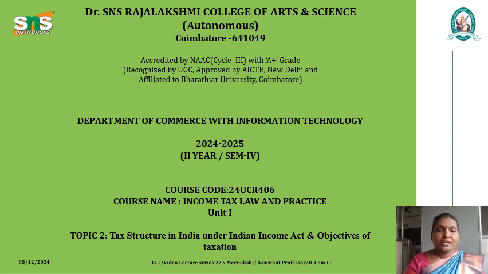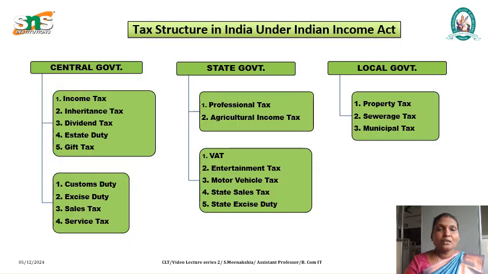Hello everyone. In this video, we are going to learn about the tax structure in India under the Income Tax Act and its objectives of taxation. The overall tax structure is classified into three categories. Number one is tax levied by central government, state government and local government. Under that, it is classified into two different categories, namely direct tax and indirect tax.